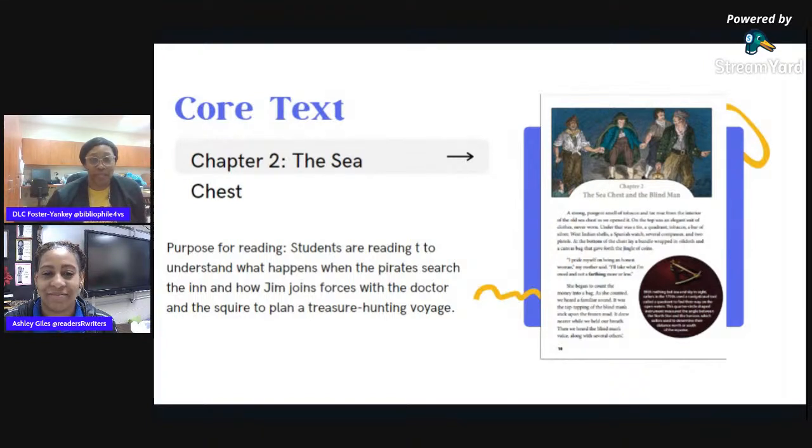Students are going to be reading to understand what happens when the pirates search the inn and how Jim joins forces with the doctor and the squire to plan a treasure hunting voyage.